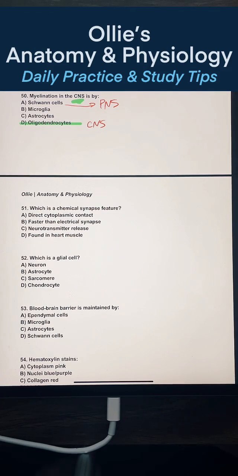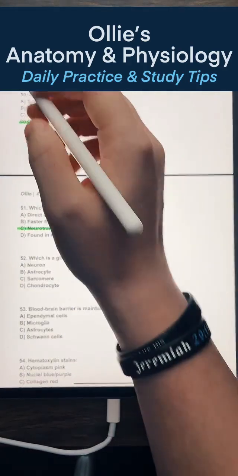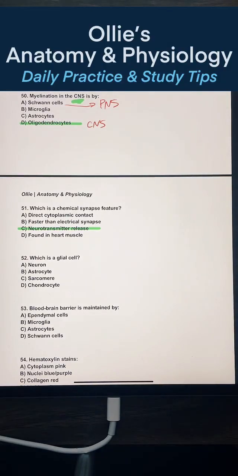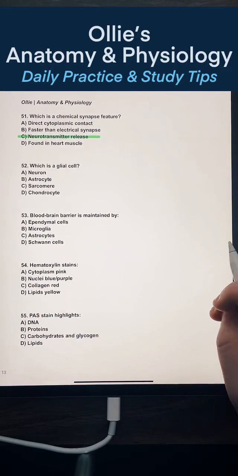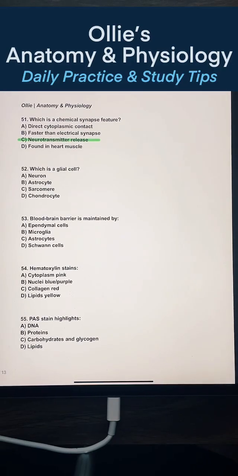Number 51, what is a chemical synapse feature? The answer is C. It is neurotransmitter release. Chemical synapses involve vesicular neurotransmitter release. Number 52, what is a glial cell? A, B, C, or D for this one?